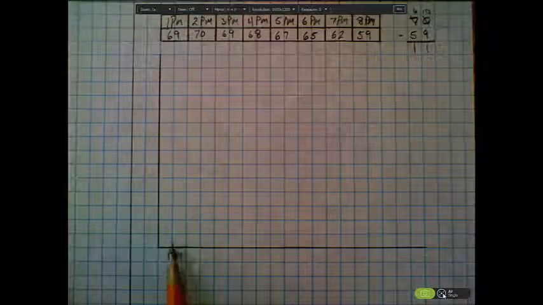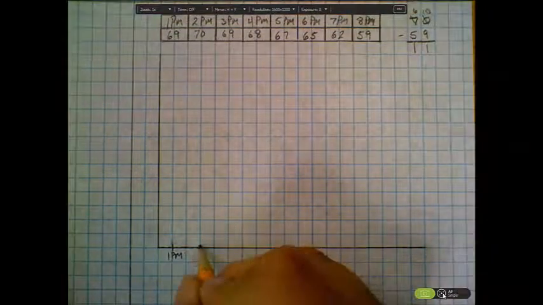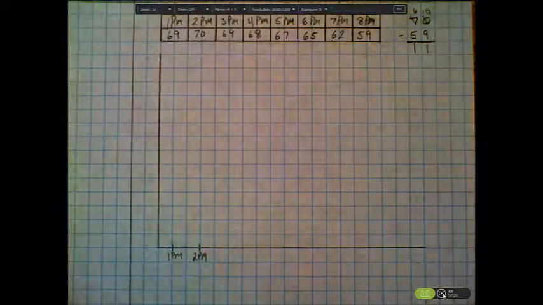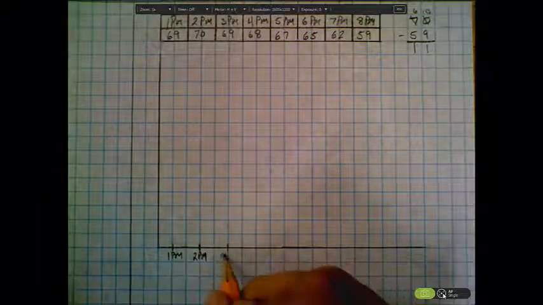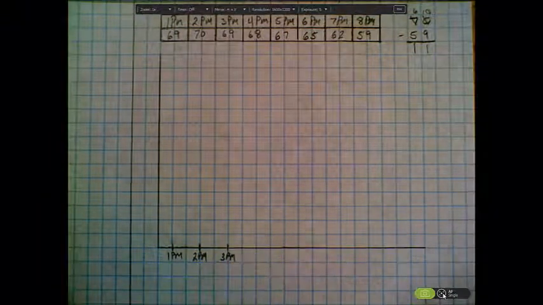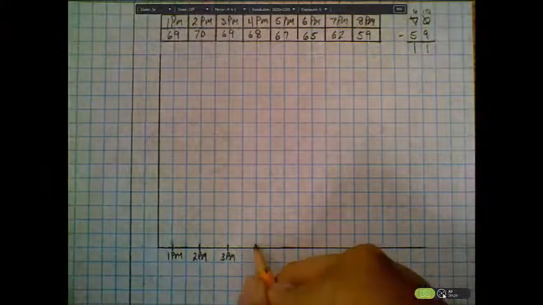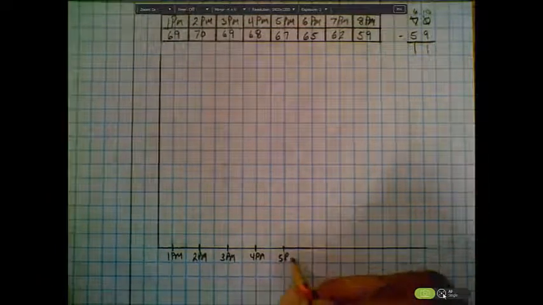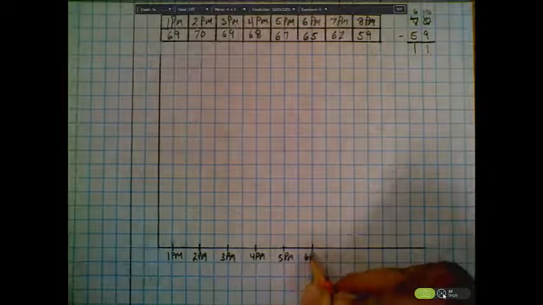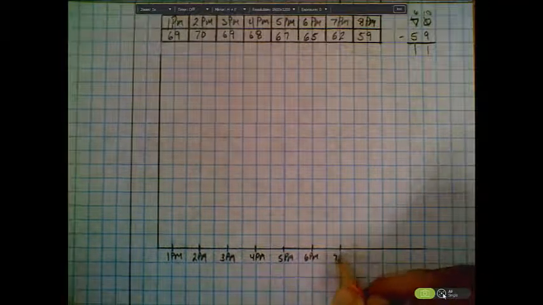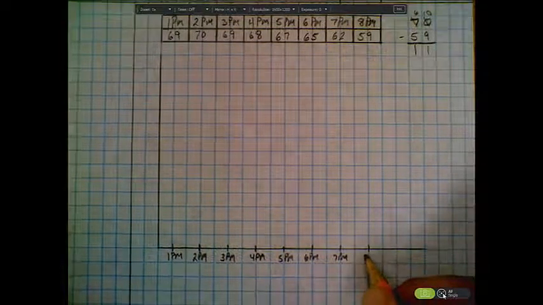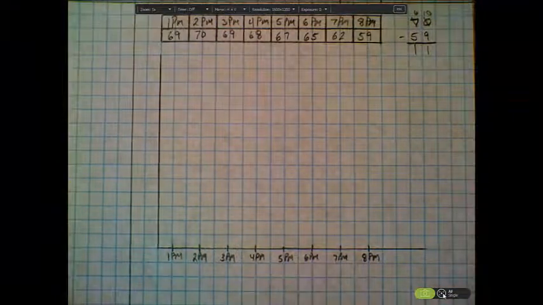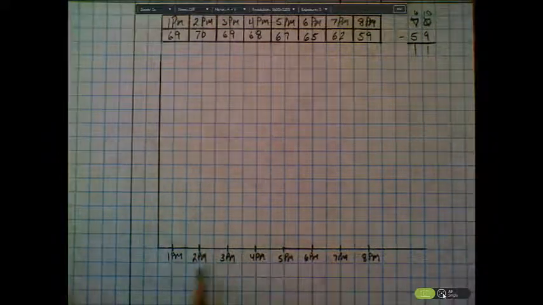Then what I'm going to do is skip 2 spaces and make 2 p.m., and then skip 2 spaces again and do 3 p.m. Skip 2 spaces again, 4 p.m., 5 p.m., 6 p.m., 7 p.m., and 8 p.m. So that has labeled our x-axis.